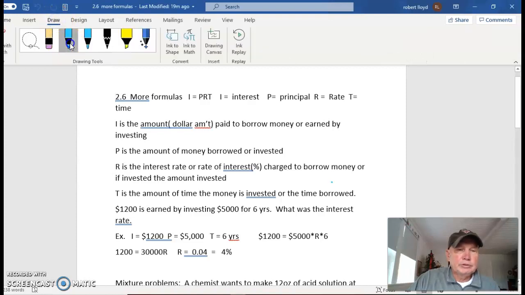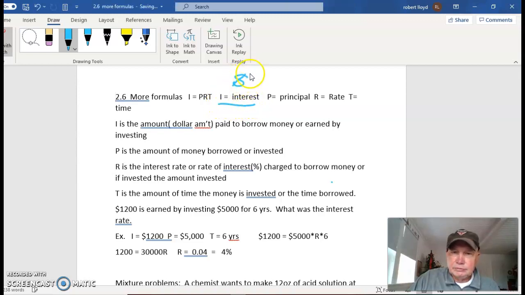Some of the types you're going to run into are interest problems. So I equals PRT. Interest equals the principal times the rate times the time. This interest is always in dollars. The principal is also in dollars. But the rate is a percent. Don't confuse these two. So I, the interest, is a dollar amount.